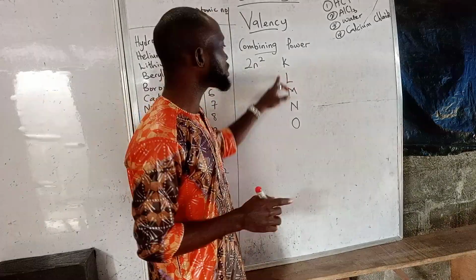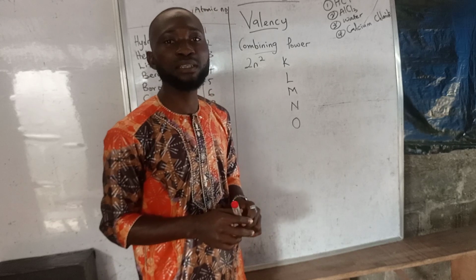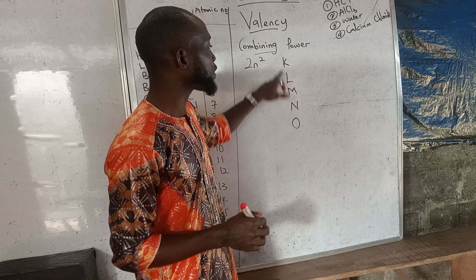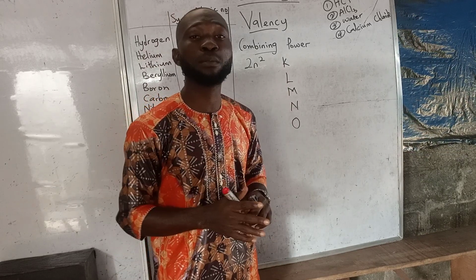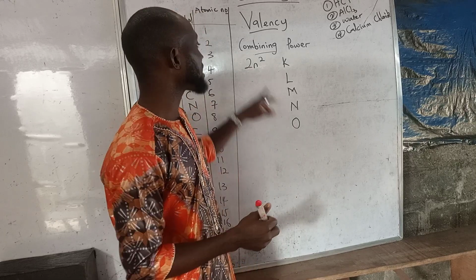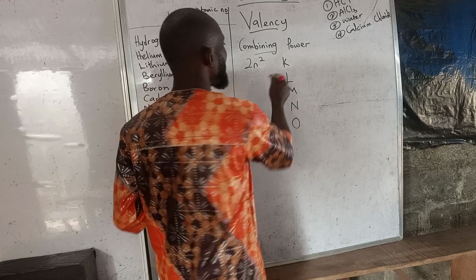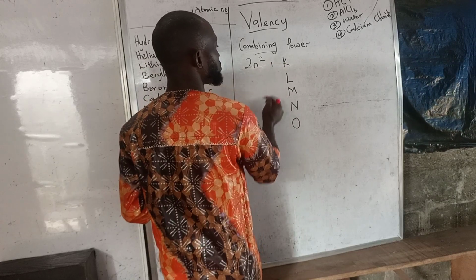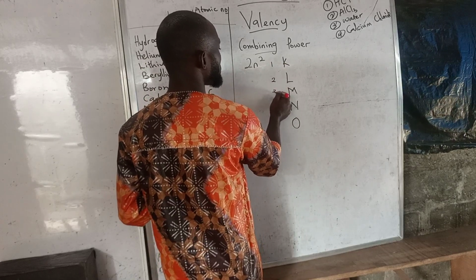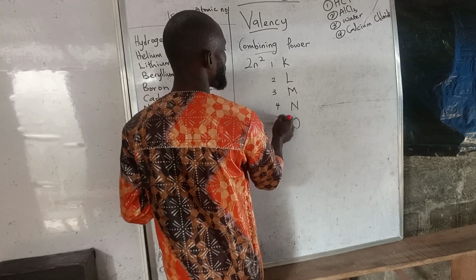Now, each of these shells has a maximum number of electrons it contains, and this principal quantum number varies for them. For the K shell, the principal quantum number value is 1, for L is 2, for M is 3, for N is 4, for O is 5.